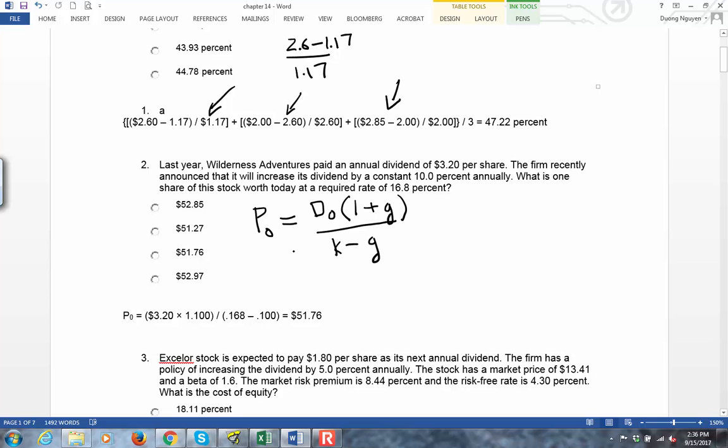Alright, so D0 you can see that it is $3.2, growth is 10%, so 1 plus 10% over K is 16.8%, and G is 10%, and the answer is $51.76.